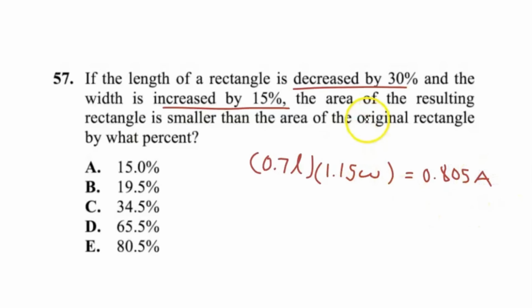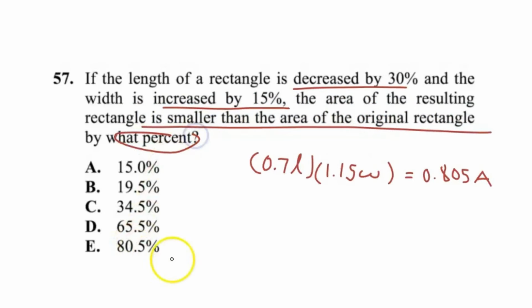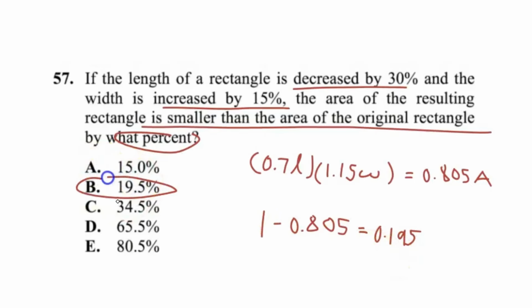Okay, so it wants is smaller than the area of the original rectangle by what percent? So it's not 80.5%, because in fact to find that value we would have to subtract 0.805, or I guess you want to express this as a decimal, away from 1 representing 100%. That gives us 0.195 or 19.5%, giving us B as our final answer.